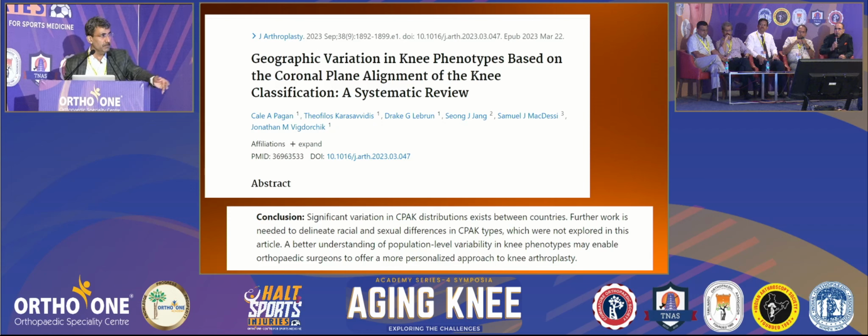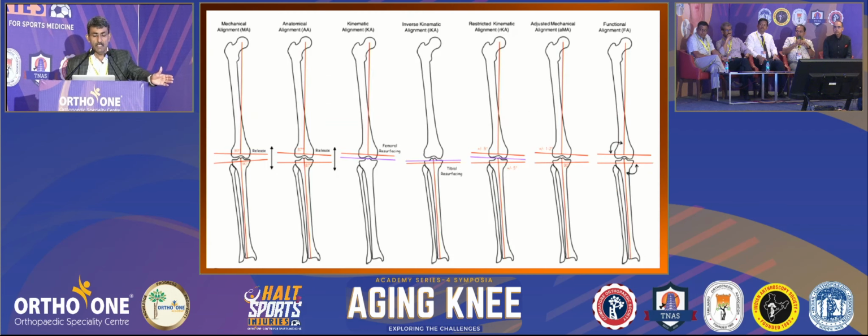Is that agreeable? Yeah, and another critique of CPAC is that it's just looking at the knee in the coronal plane. Exactly, only the coronal plane is considered; the sagittal plane and the axial plane, the rotations, are completely neglected, which is probably more important. This has come out just recently from Jonathan Vigdokchik, so I think we can all accept that it is good to know, but there is a variation.